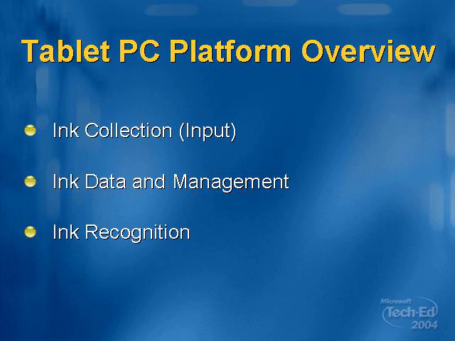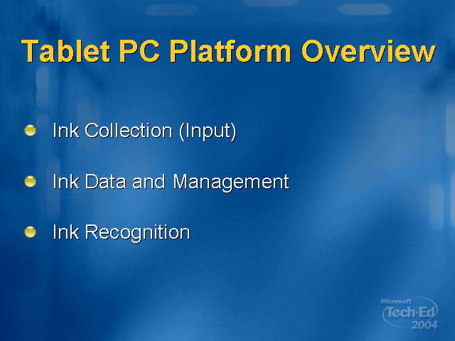When SP2 ships later this year, there will be included with the SP2 update an update to the tablet PC operating system, and that update's called Windows XP Tablet PC Edition 2005. The code name for that release is Lone Star. Many of you may have heard mention of that in the press and newsgroups and that sort of thing. So when I talk about Lone Star, I'm talking about Windows XP Tablet PC Edition 2005.